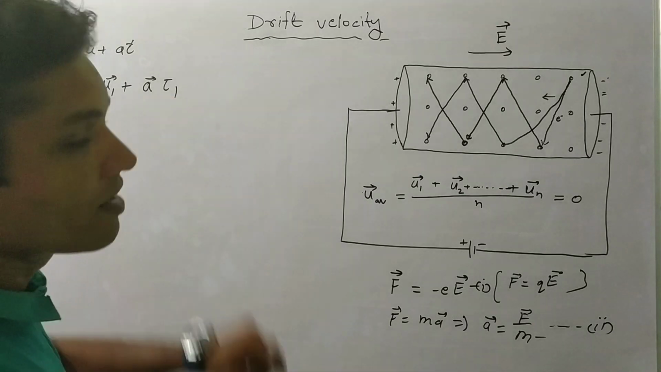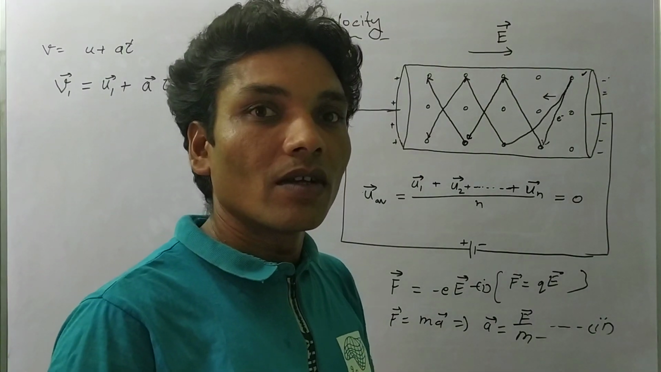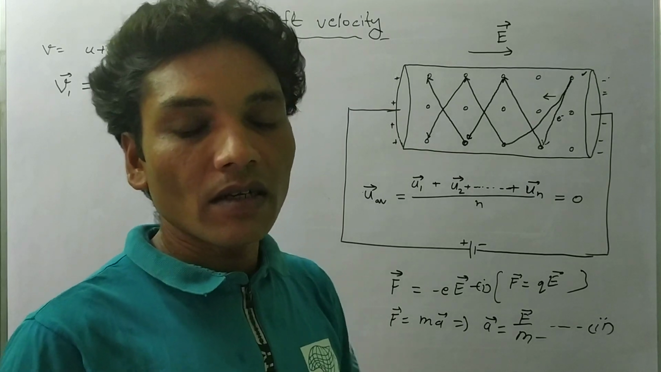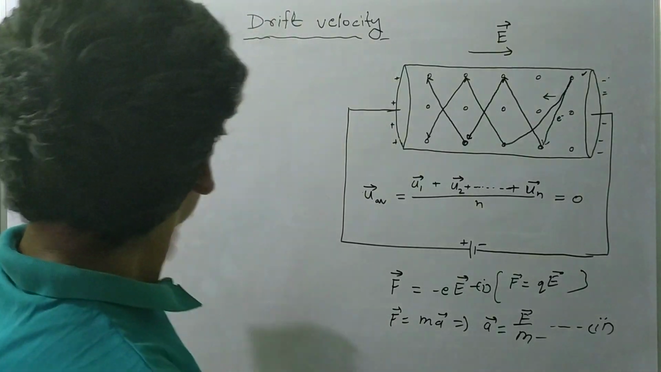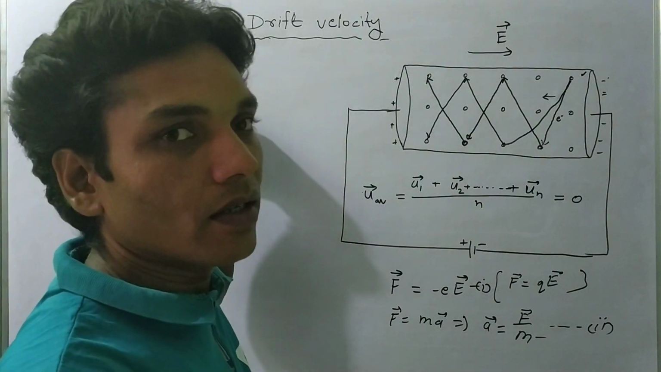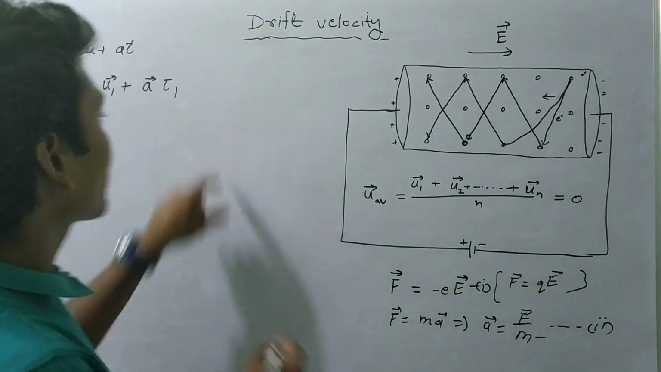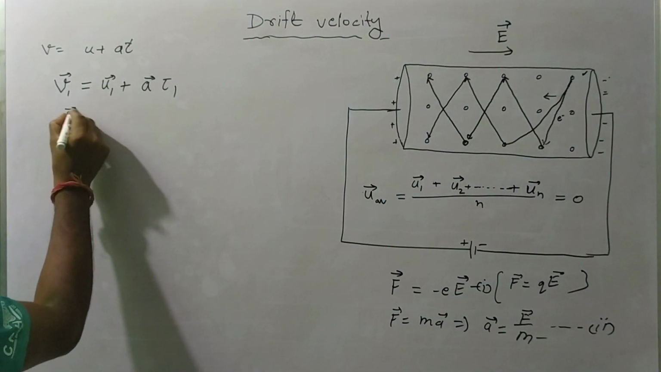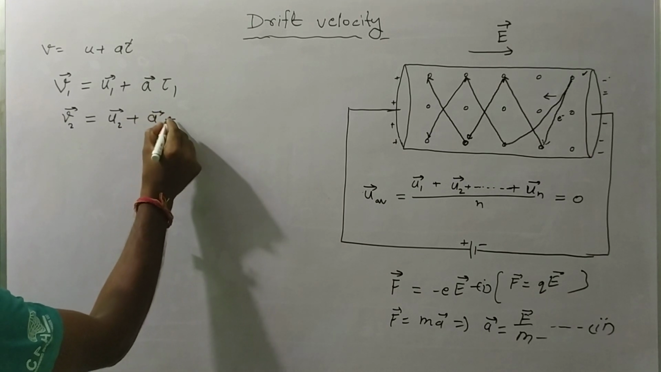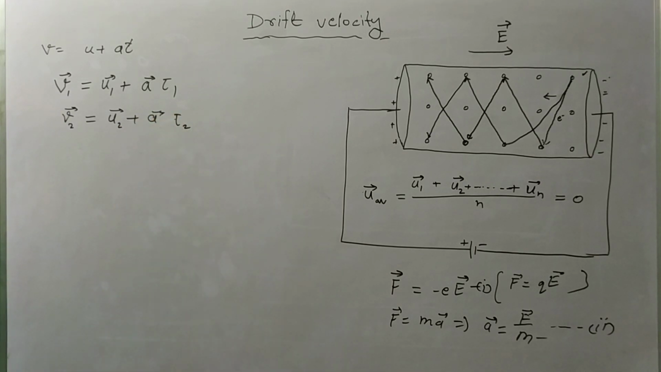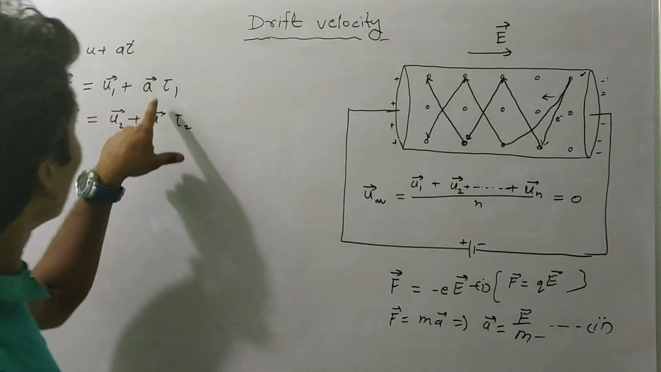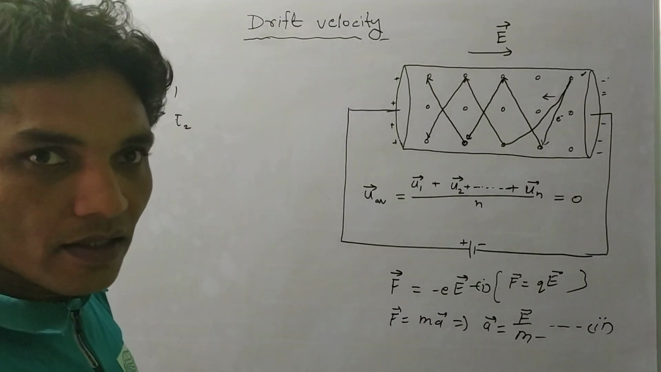Here why is tau 1 there? Actually, the relaxation time is represented by tau. So here the relaxation time of the first electron is tau 1. Similarly for the second electron, vector v2 will be vector u2 plus vector a into tau 2. Why is a common for both equations?